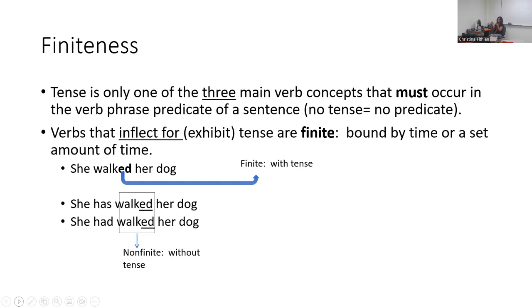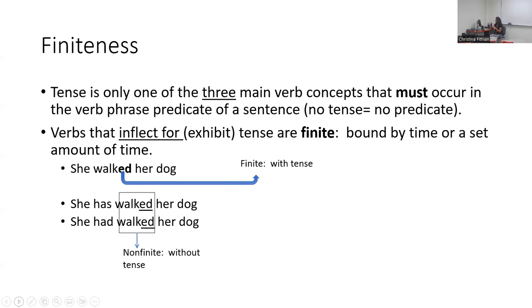So just going back to tense for just a second, because there was one little thing I wanted to finish on tense. We talk about tense as being finite or infinite. So when you have a verb that inflects for tense, meaning it demonstrates tense or it shows it with a suffix, that means that it's finite. And that also means that it's bound by time, or it's bound by a set amount of time. So for example, if I have the sentence, she walked her dog, well, in this case, walked is what we call a finite verb, and it has tense because it tells us past tense. It happened in the past.